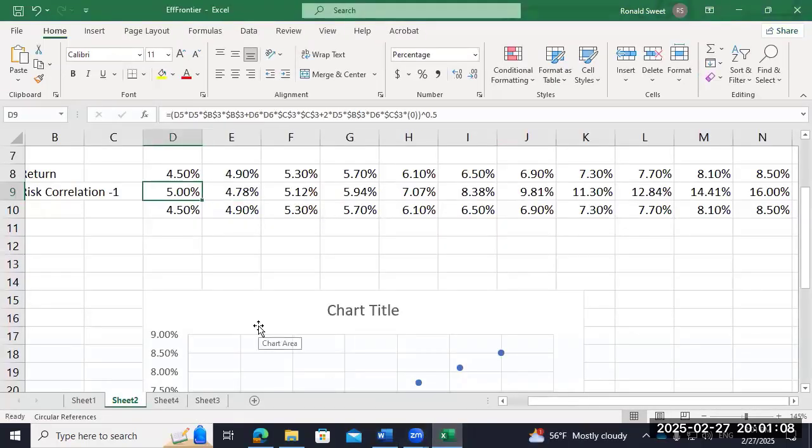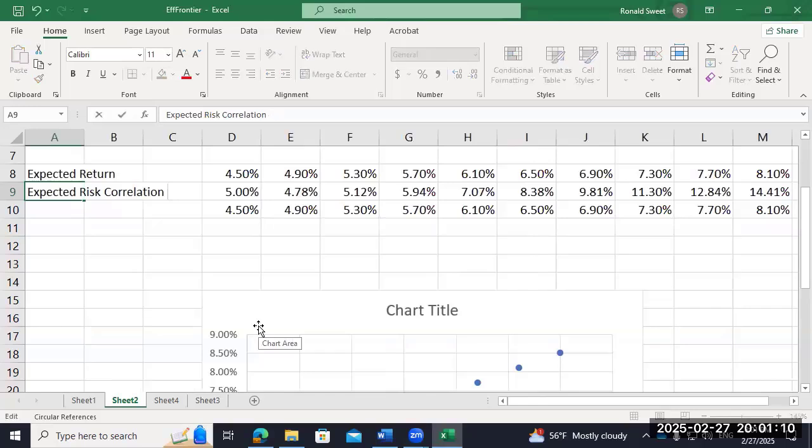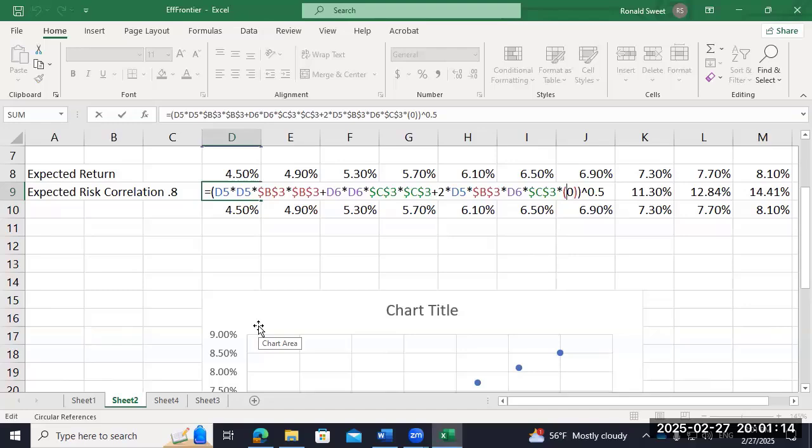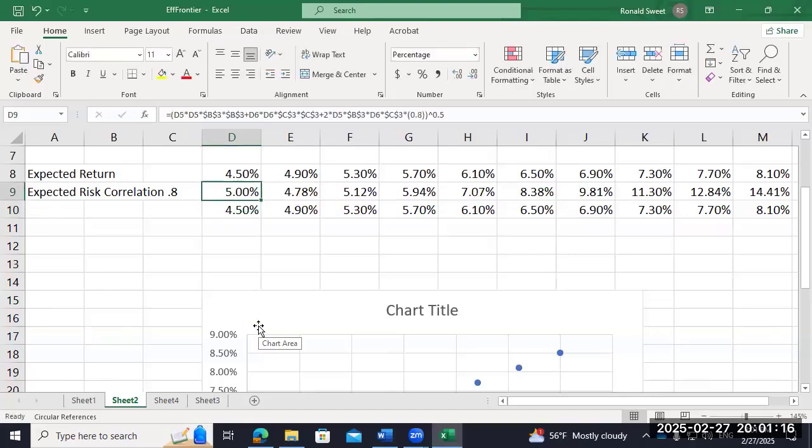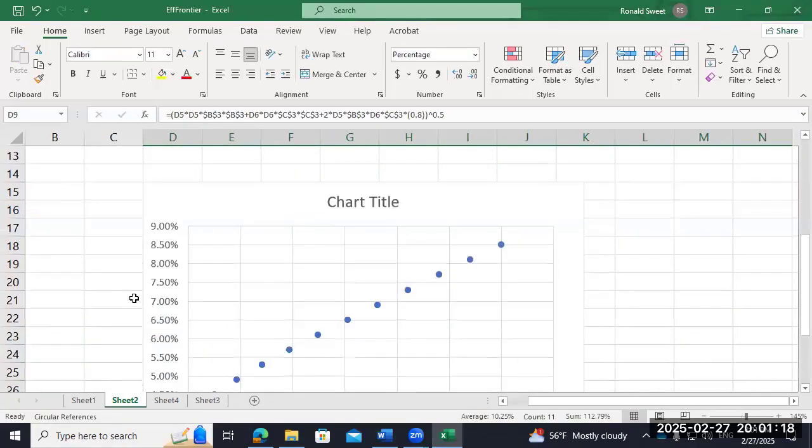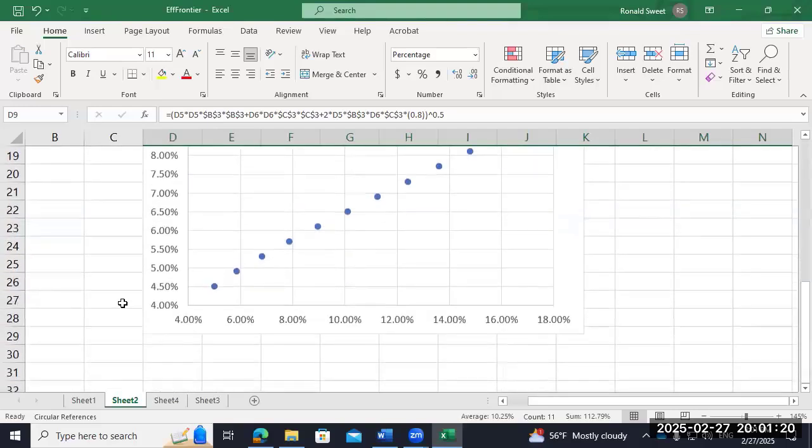You'll notice when correlation is like 0.8, it really looks like a straight line. That's what you're going to notice when we do the project, because most asset classes, especially stocks, US stocks versus international stocks and emerging market stocks, the correlation is in the 80 range.